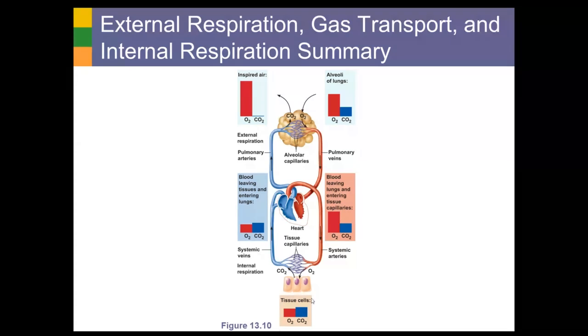Carbon dioxide is loaded to the capillaries, such that when blood leaves the tissues via the systemic veins, notice that carbon dioxide levels are slightly higher than oxygen levels. When they're coming in, there's twice the level of oxygen as carbon dioxide. Leaving, carbon dioxide is slightly higher than oxygen. And notice that we've only unloaded about half of that oxygen from the tissues.